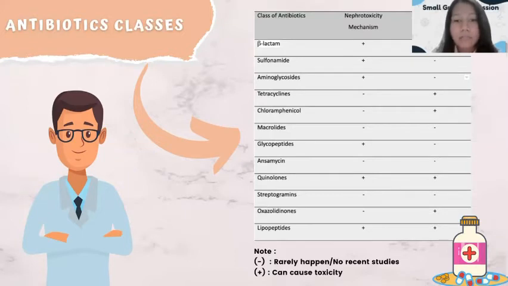So we can say that with ansamycin, nephrotoxicity and hepatotoxicity rarely happen. And then quinolone can cause nephrotoxicity and hepatotoxicity. And then streptogramin is the same as ansamycin. And then oxazolidinones can cause hepatotoxicity, but in nephrotoxicity, the cases rarely happen. And then the last one is lipopeptide. Lipopeptide can cause nephrotoxicity and hepatotoxicity. Next, thank you.